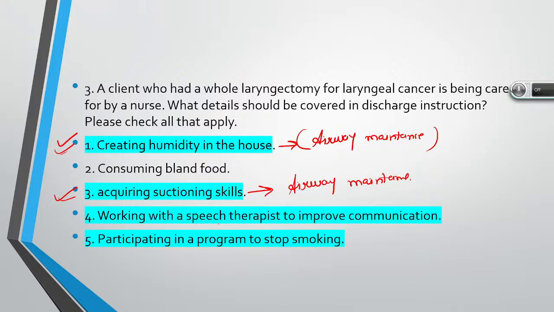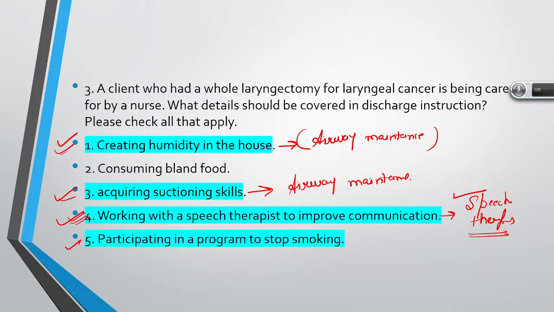Option 4, working with a speech therapist to improve communication, is right here, because speech therapy is an important part of laryngectomy care. Now the client has to improve speech and communication skills, like how to use the voice prosthesis and how to use the larynx devices, or how to improve communication with the help of speech therapy. So it is an important measure for the client who has undergone a laryngectomy.